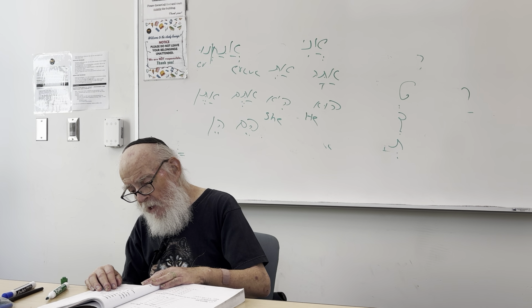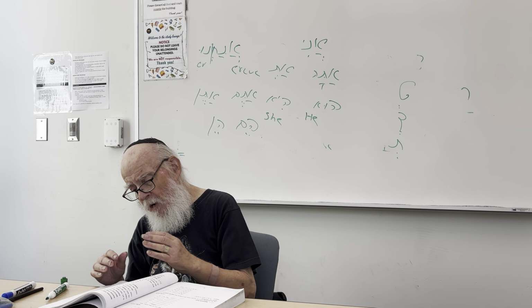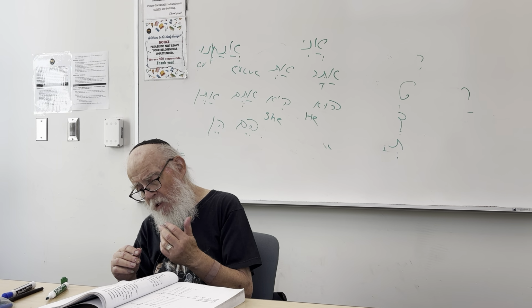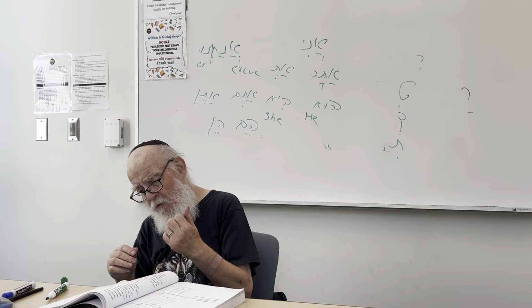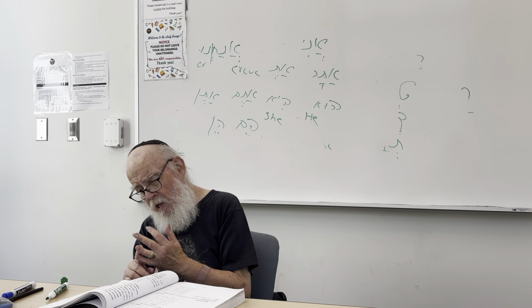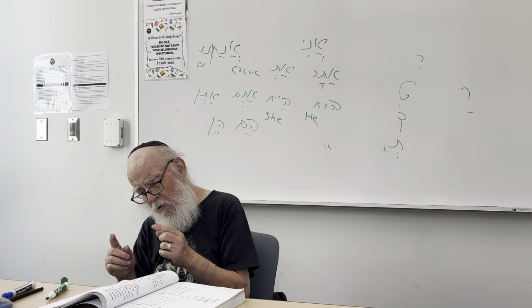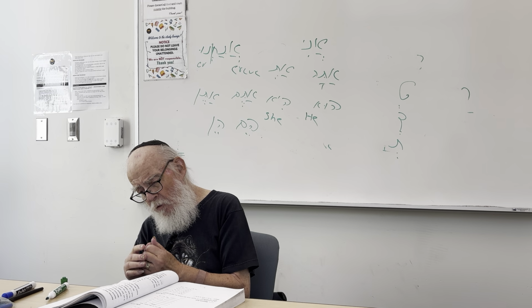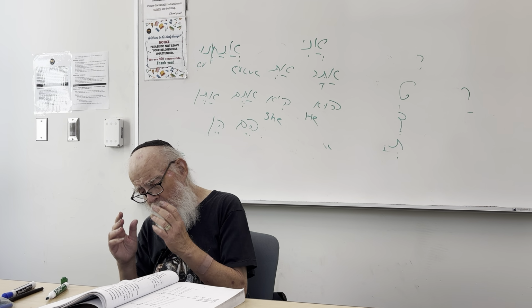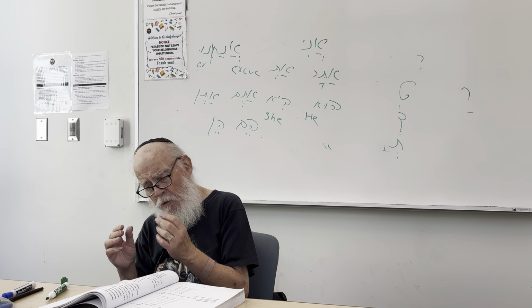All right, I'm looking now at the next sentences. Ani pakid, I am a clerk. Ani pakida, I am a clerk, feminine singular. Anakhnu pakidim, anakhnu pakidot. We are clerks, masculine plural, and we are clerks, feminine plural. Hem pakidim, they are clerks. If you translate Hebrew literally, they clerks.